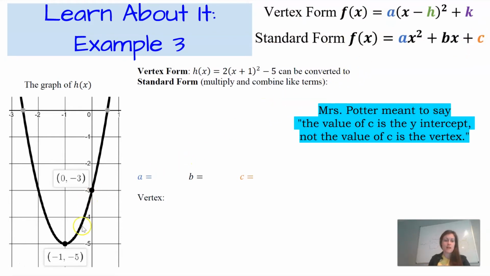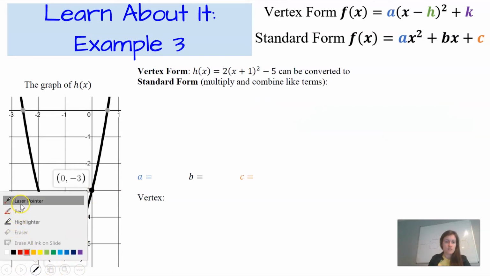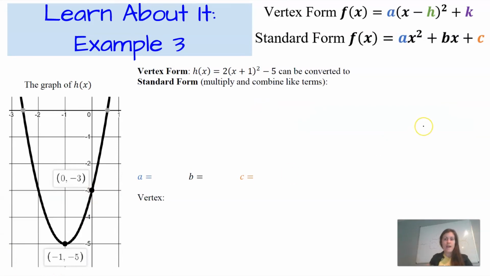So if I was provided with an equation in vertex form and I wanted to know the y-intercept, I would need to convert that equation into standard form so I could identify the value of c, which is the vertex. So let me show you what that looks like with our specific example of h of x. So I have h of x written as a function in vertex form. So h of x is equal to 2 times the quantity x plus 1 squared minus 5. And I want to convert that to standard form.